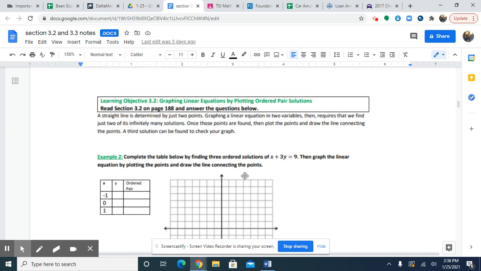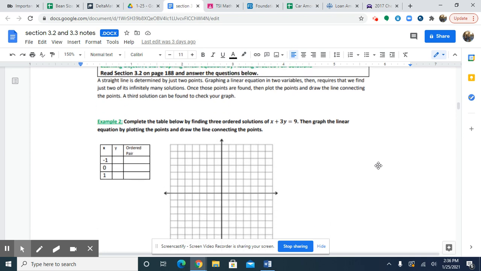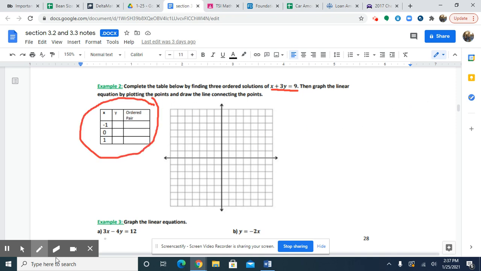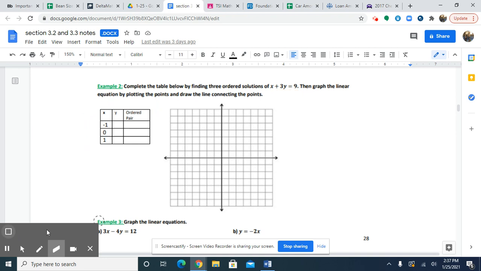Now, knowing all that, let's practice graphing our linear equations. So if we see x plus 3y is equal to 9, what we can do is use a table like we do in this situation to find three points that will help us graph this line.